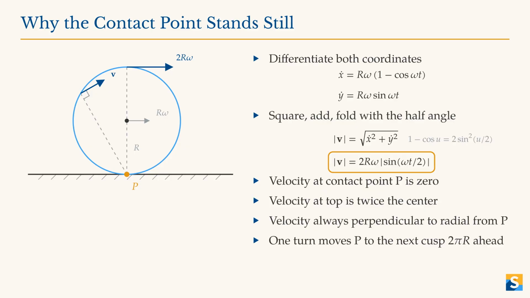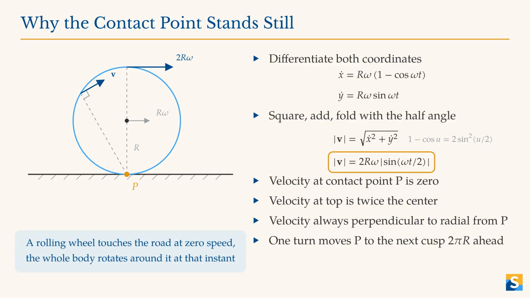And take the quick check. Roll the wheel exactly 1 turn, and the next cusp lands too. 2 pi r ahead, the wheel signing its own circumference on the road.